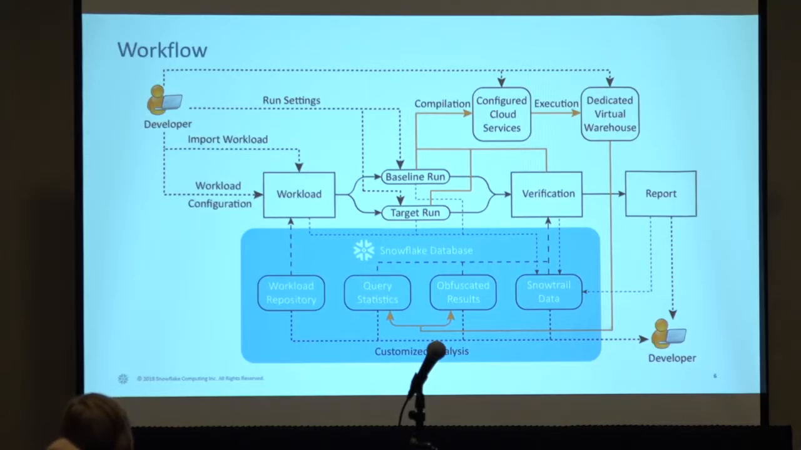This diagram is a little bit complicated, but basically the dotted line is the workflow that's used by the developer, and the orange line is the flow of data in the Snowtrail system.